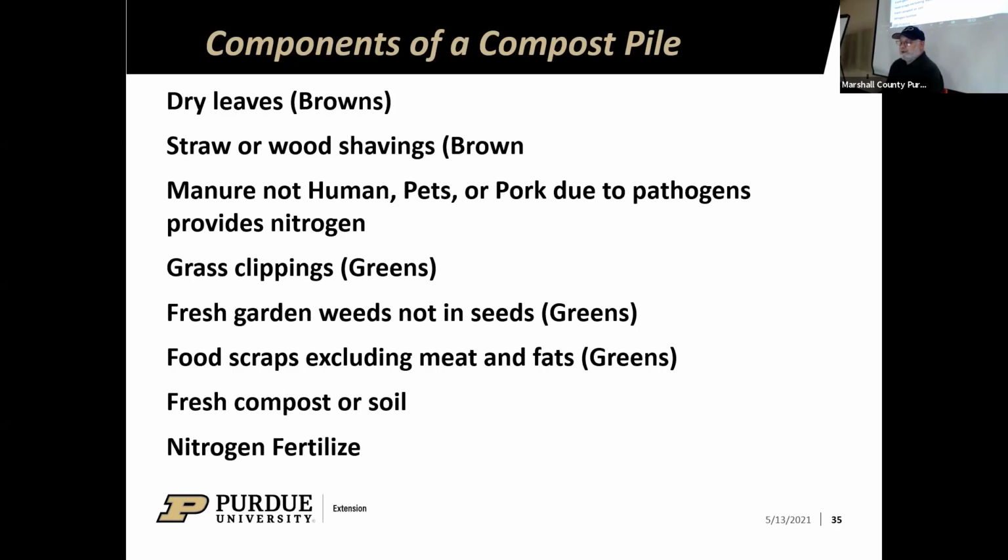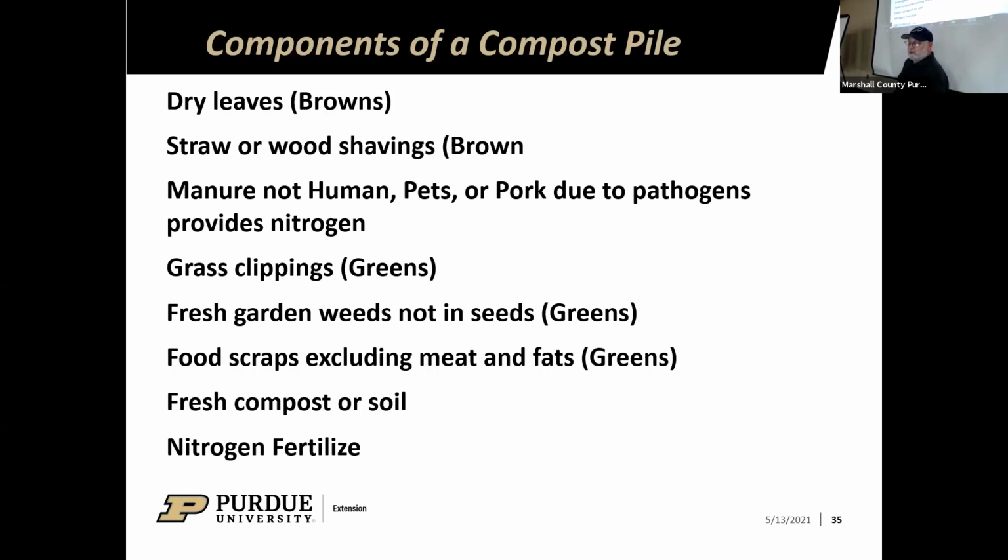Fresh garden weeds that are not in seed, when they're still green, can be added to the pile. But if we get any seeds or diseases from what we add to our compost pile, we'll be sure to do an active composting where the compost heats up to kill those pathogens.